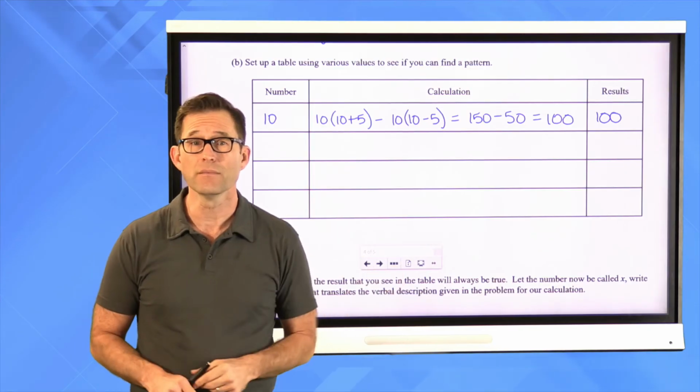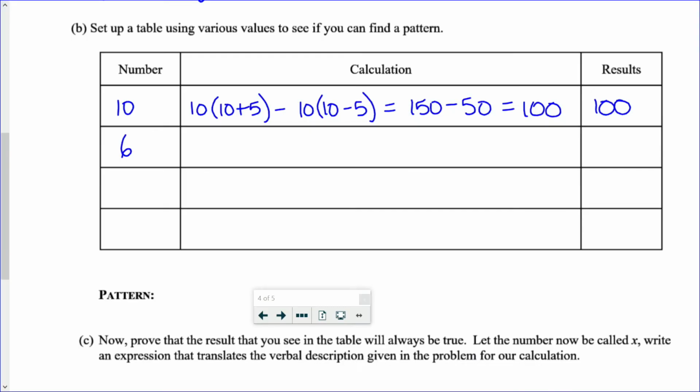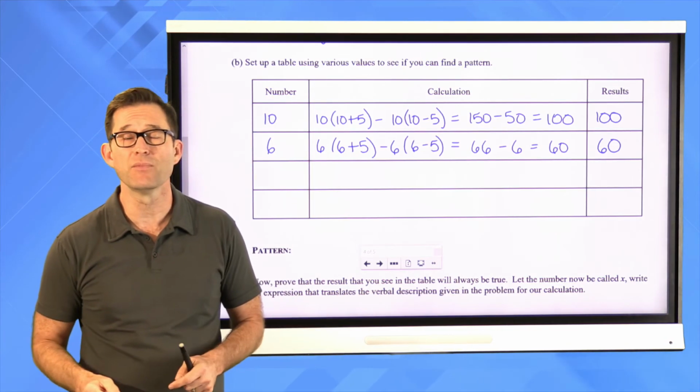And actually, let me go with the number 6. That's kind of nice. So if I have the number 6, I want the product of 6 with 5 more than 6, minus 6 with 5 less than 6. Here I'll have 6 times 11. That's going to be 66. And then 6 times 1, which is just 6. 66 minus 6 is 60. And so that's the pattern I get when the number is 6. All right, I can just keep doing this.